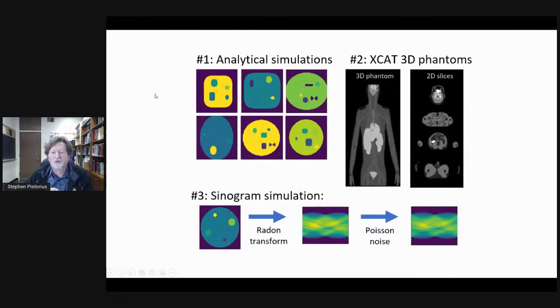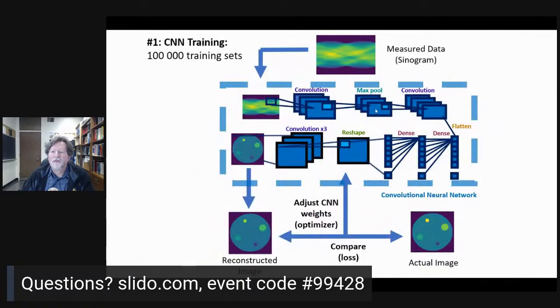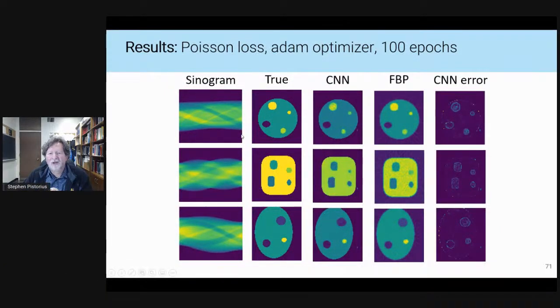We've done this in 2 steps using very simplistic analytical simulations of, again, typical physicist style phantoms, and more realistic 3D numerical phantoms obtained from patient data. And again, the approach is that we would take this data, create a radon transform and add noise to allow us to simulate these. The first set of data was trained using 100,000 training sets, again using similar sort of CNN type approaches to what we've seen before. And then we can compare the reconstructed image that we obtained from this approach with the actual image. And what we have here is a comparison of the trues, the true reconstruction.